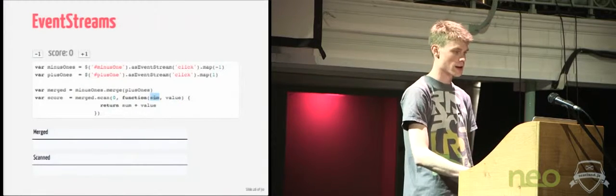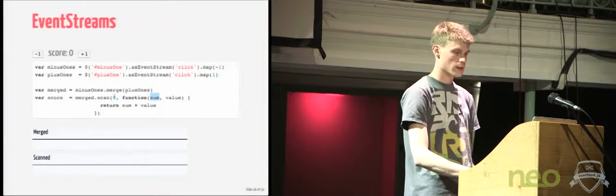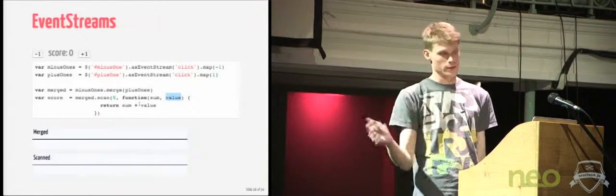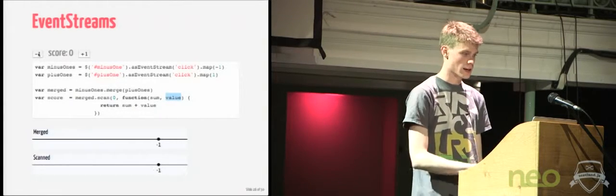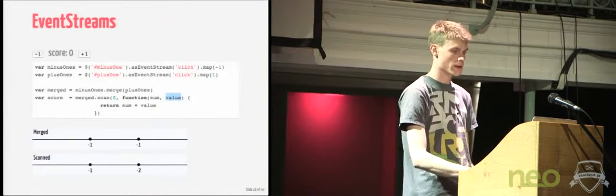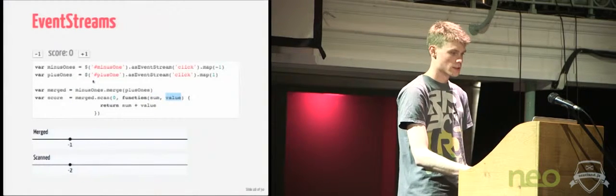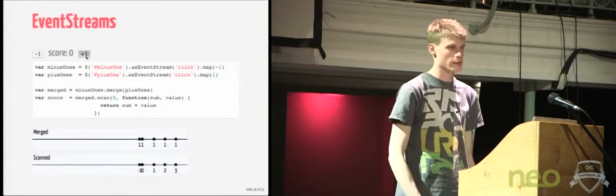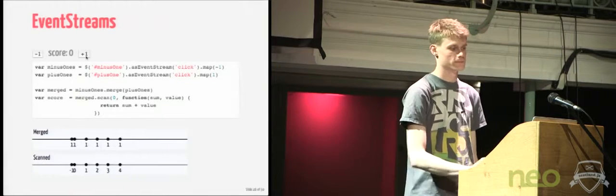So the first time I hit -1, this sum value will be 0, and we'll get a -1 on the value, and then we'll return 0 plus -1, which is -1. So to demonstrate, -1. I hit it again, and now we get -2, because we remember the -1, we pass it in as the sum, -1 is a new value, -2. So now I have a running total on an event stream of the current sum.